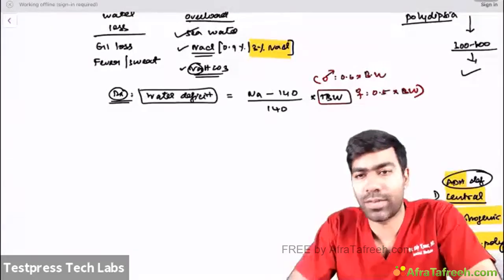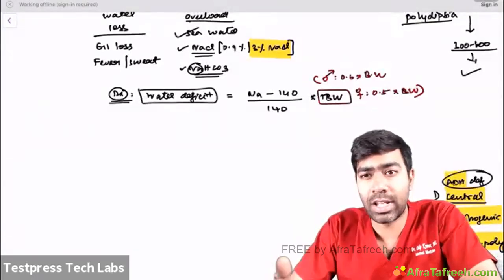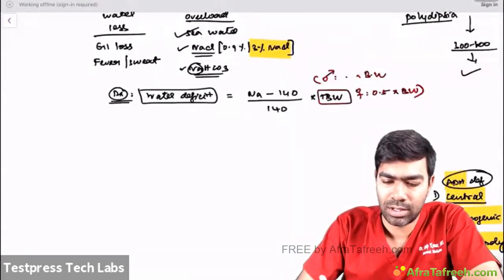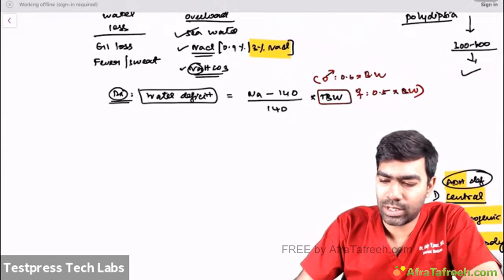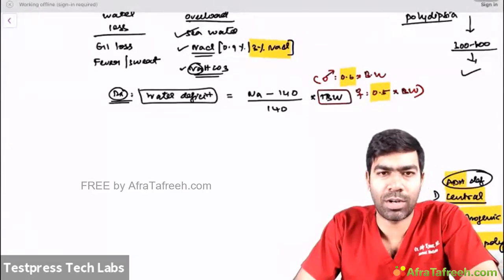Children will have up to 70%. So if it's a young child or infant, 1 year, 6 months, then you can use 70%, 0.7 also. But the standard formula is, for males, 0.6 multiplied by body weight, and for females, 0.5 multiplied by body weight. So this is the formula that you need to know.